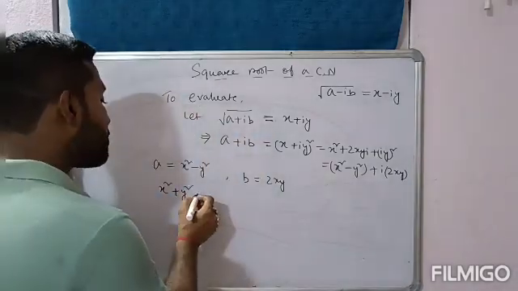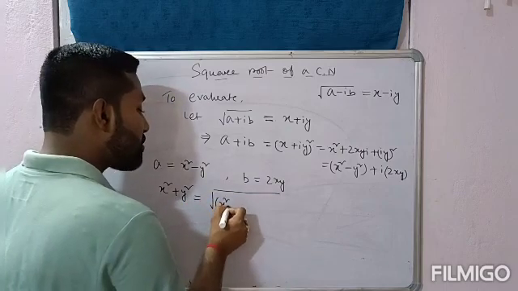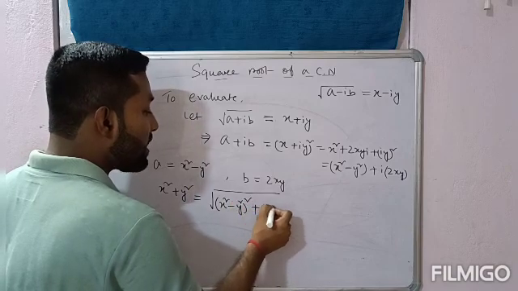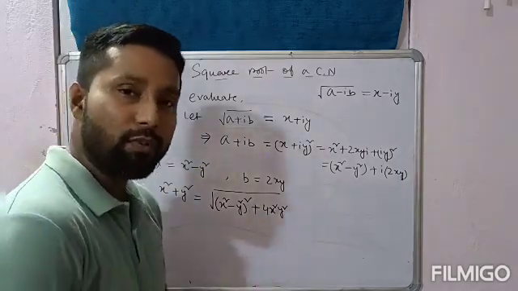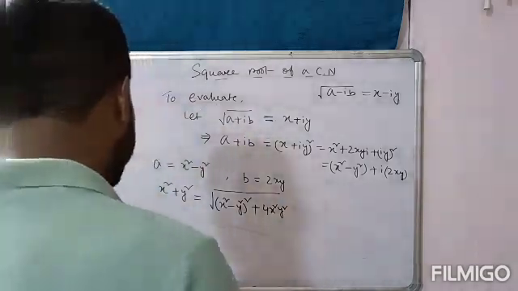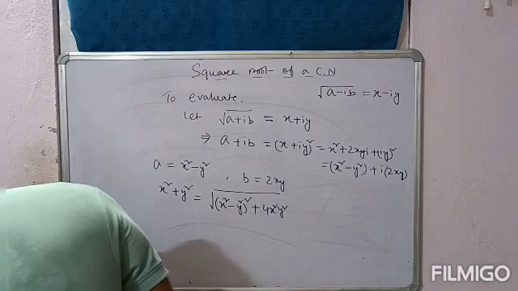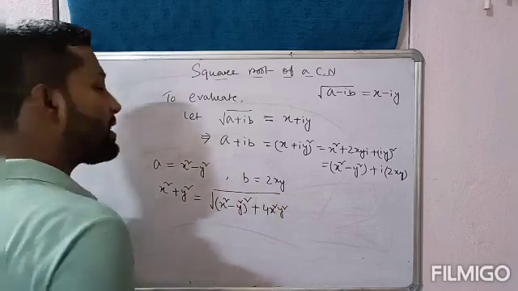Okay. So x square plus y square is equal to, what is the formula? Under root, x square minus y square whole square plus 4x square y square. That is the a square plus b square formula only. The a square plus b square formula has been used here: x square minus y square whole square plus 4x square y square.